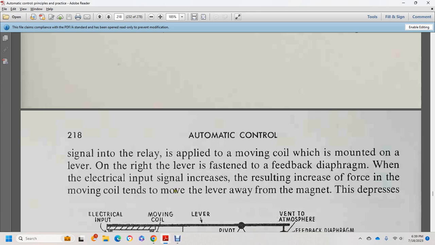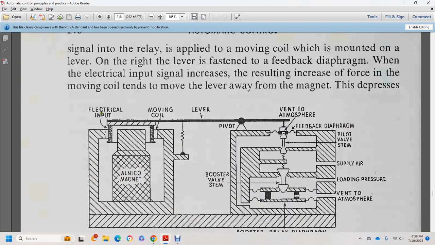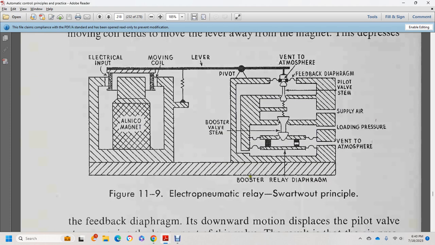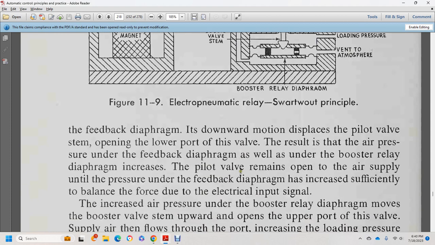When the electrical input signal increases, the resulting increase of the force in the moving coil tends to move the lever away from the magnet. The pilot valve stem moves downward, supply air loading pressure, vent to atmosphere, booster valve stem, booster relay diaphragm. The downward motion of the feedback diaphragm displaces the pilot valve stem and opens the lower port of the valve, with the result that air pressure builds under the feedback diaphragm as well as at the end of the booster relay diaphragm and increases.